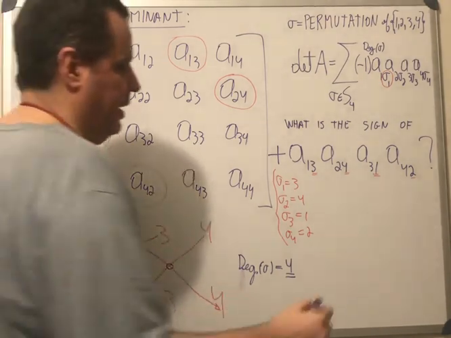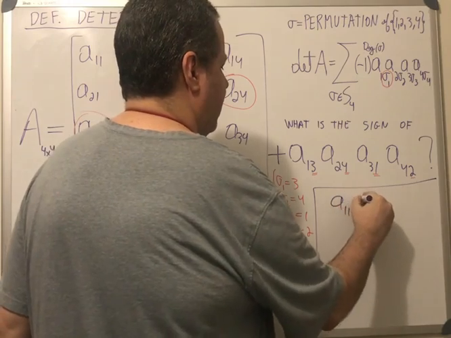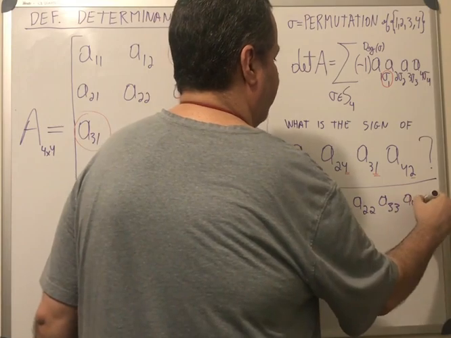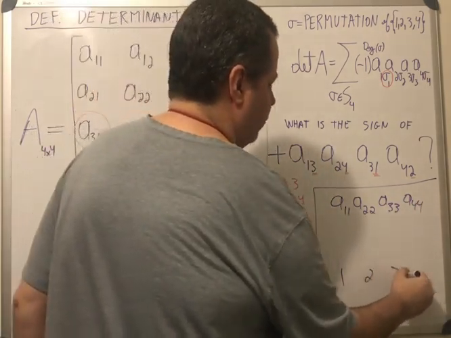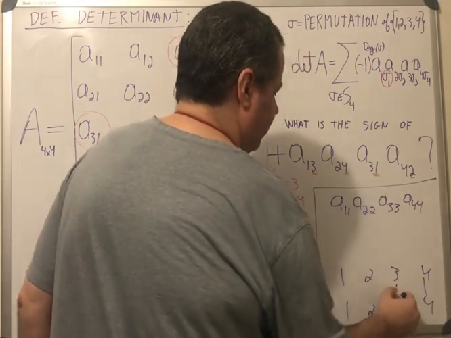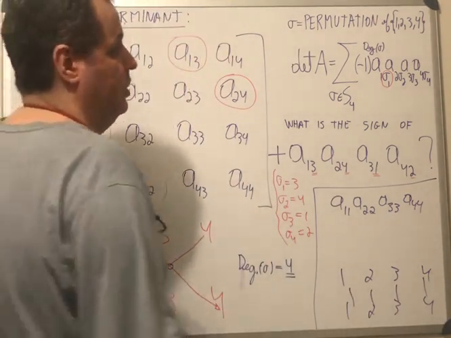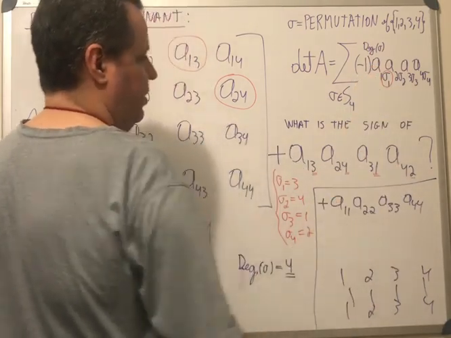For instance, I can do another one here. It's very easy for A11, A22, A33, and A44. Positive or negative here, it's easy, huh? 1, 2, 3, 4, 1, 2, 3, 4. How many crossings? 0 crossings, right? So minus 1 to the power 0, this is going to be positive as well.